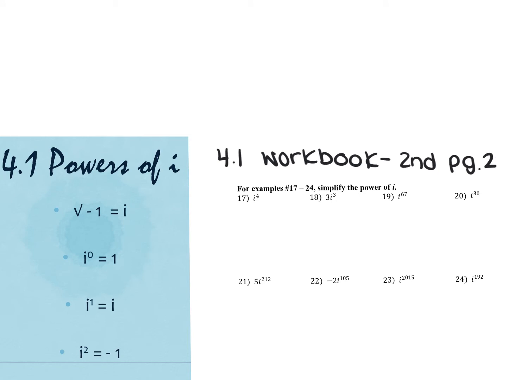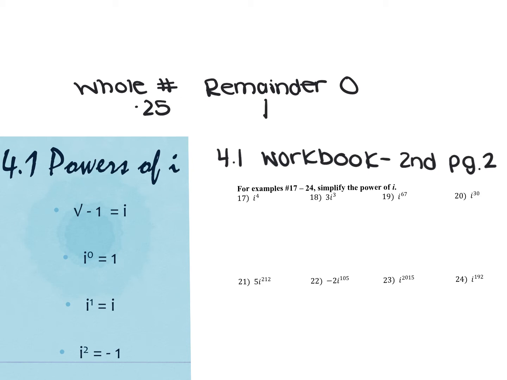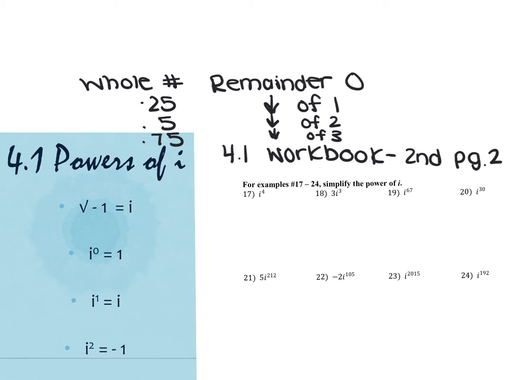So I'm just going to put a little reminder up here that if you have a whole number, you have a remainder of 0. If your decimal ends in 0.25, it's a remainder of 1. 0.5 is a remainder of 2. And lastly, 0.75 is a remainder of 3. So we just want to keep those things in mind when we're simplifying here. So I'm going to zoom in on the first example on that second page.